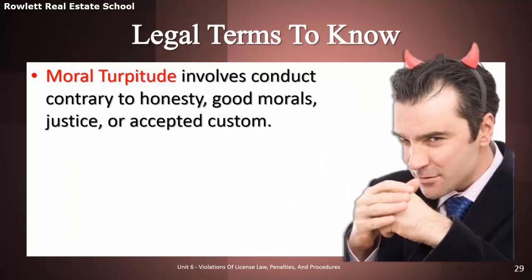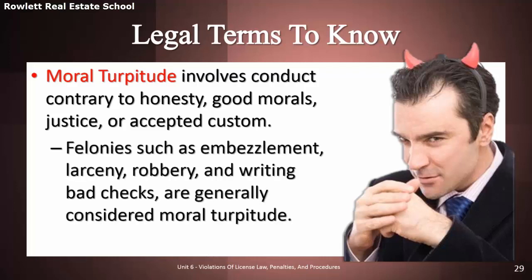Moral turpitude involves conduct that's contrary, which means the opposite of, honesty, good morals, justice, or accepted custom. Felonies such as embezzlement, larceny, robbery, heck, writing bad checks are generally considered moral turpitude, just doing something you know was wrong.